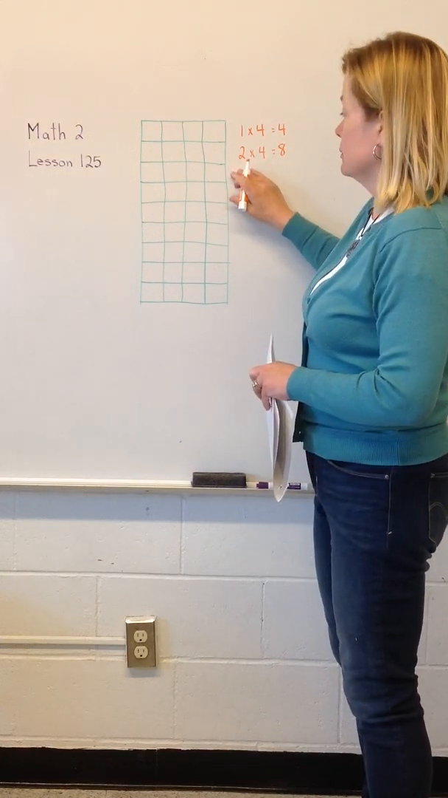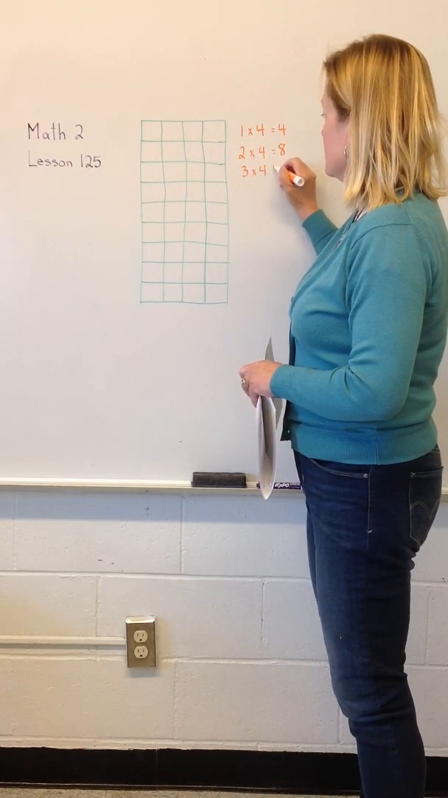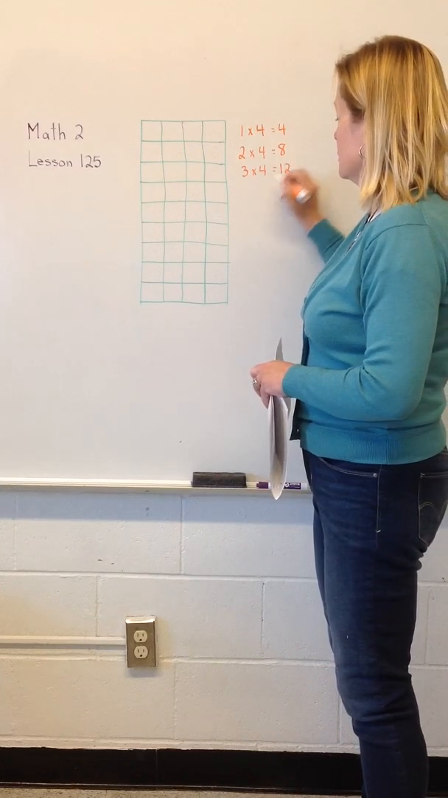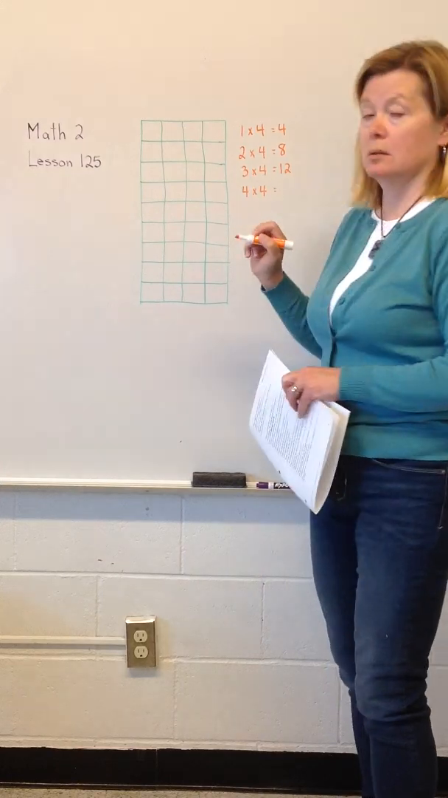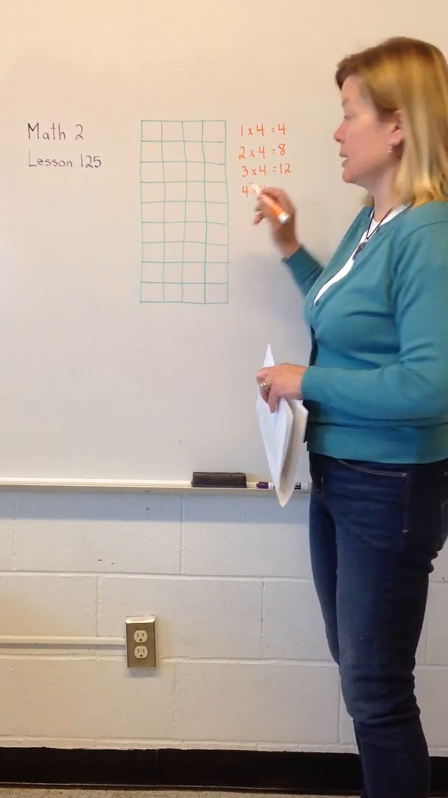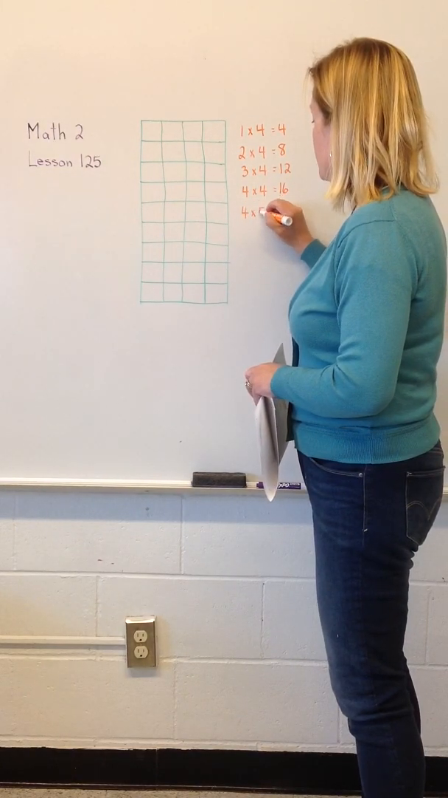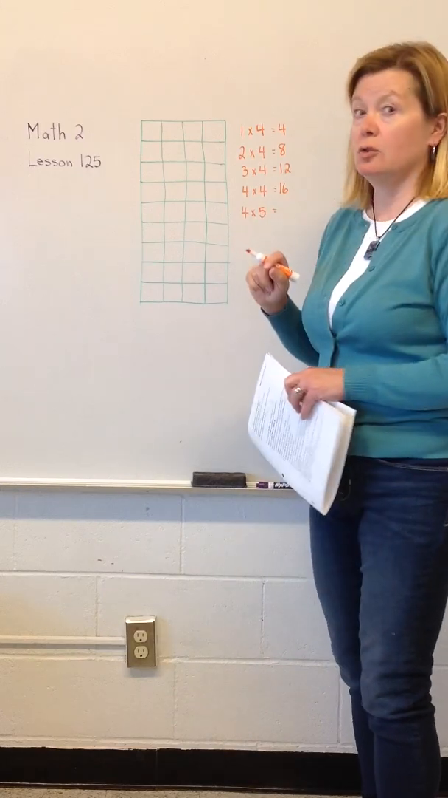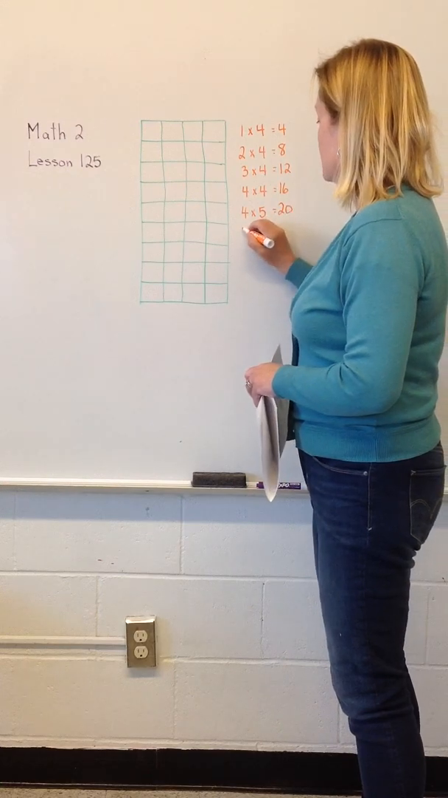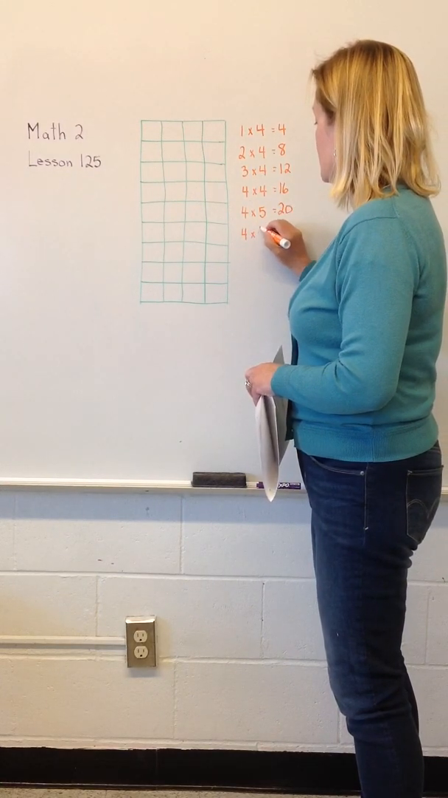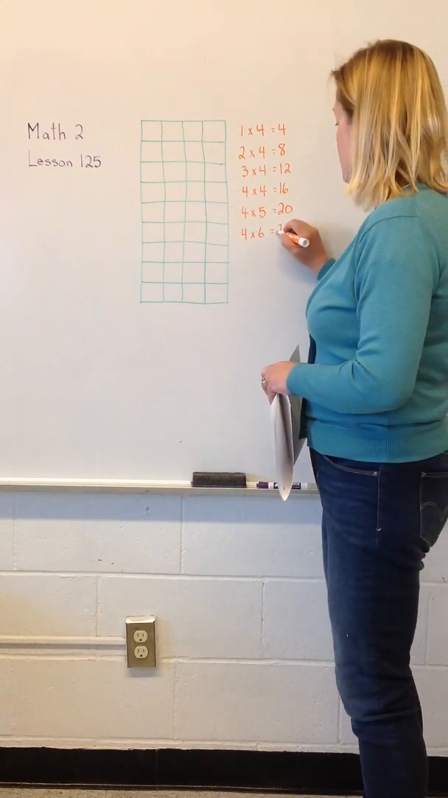Now let's keep going. 3 groups of 4 tiles, 12. How about 4 groups of 4 tiles? How many do I have? 16. 5 groups of 4 tiles. You should know this fact already. Yeah, 20. 6 groups of 4 tiles, 24.